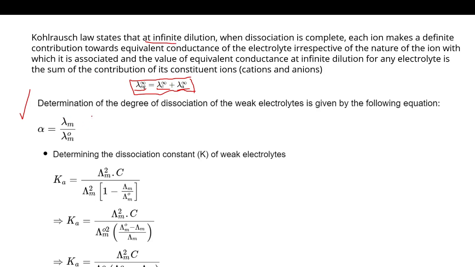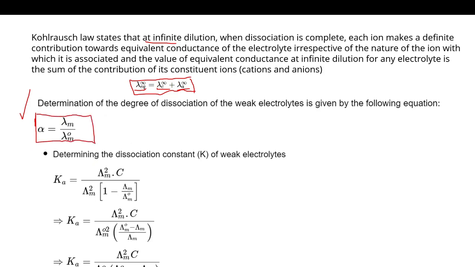That is, at infinite dilution, the conductance of your electrolyte is given by lambda m naught, and lambda m is the conductivity or conductance of the electrolyte at a particular concentration of that weak electrolyte. It is not at the infinite level. So this alpha is directly proportional to this lambda, or the conductivity. This is very important for solving this question.